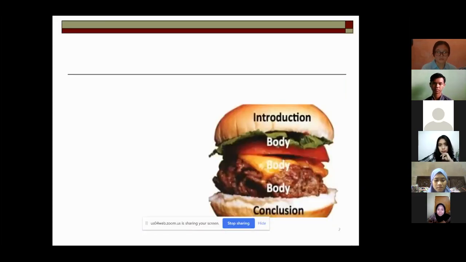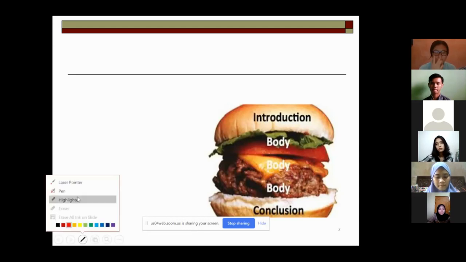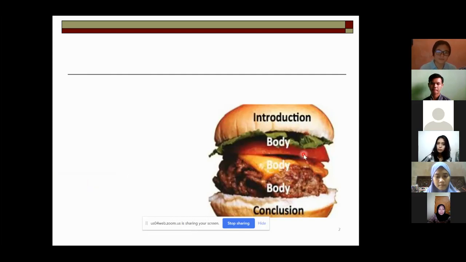Let's start. Okay, what do you see in this picture, students? You can see that it's a hamburger, right? Do you like hamburger? I myself don't prefer hamburger, but it's okay. We are not talking about the food. We are talking about the parts of the hamburger. As we know, a hamburger consists of bread, meat, perhaps cheese, tomato or vegetables, and then bread.